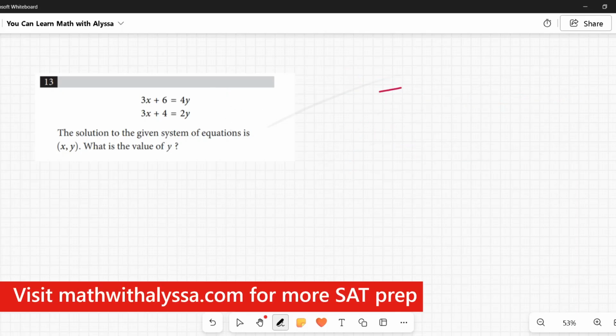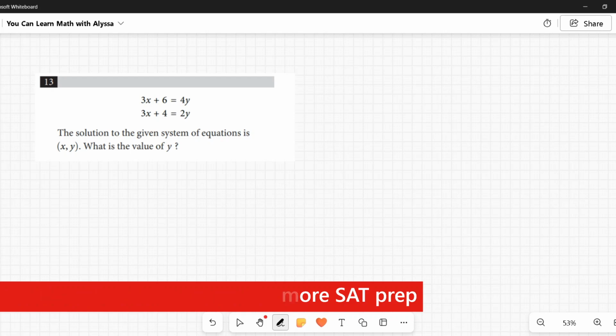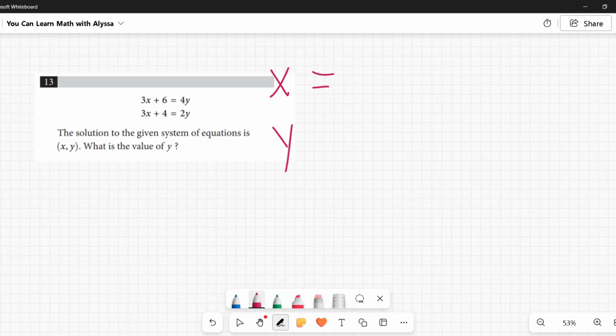I don't recommend the substitution method on the SAT unless they actually give you an x equals or a y equals. I never recommend changing an equation to get it to x equals or y equals and sticking it in. It takes a really long time, and time is of the essence on the SAT. Sometimes they'll give you an x equals, but elimination and graphing are much more common.